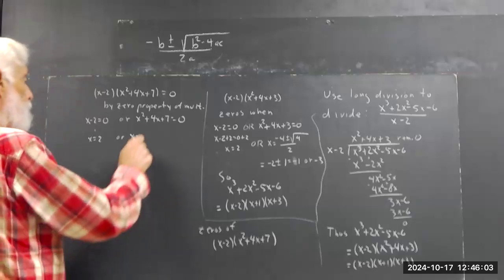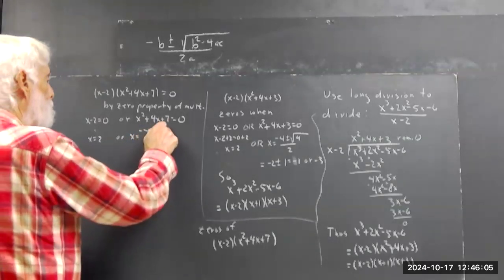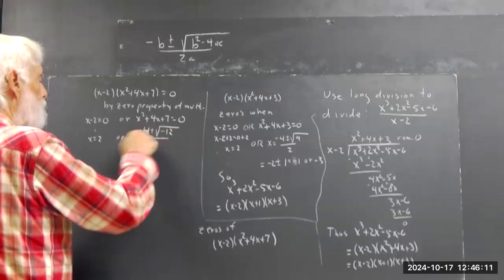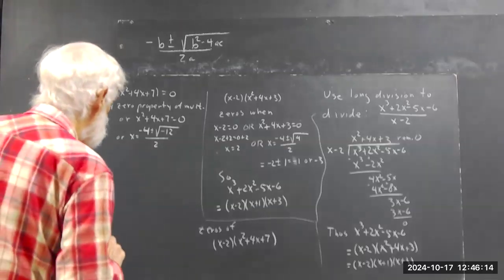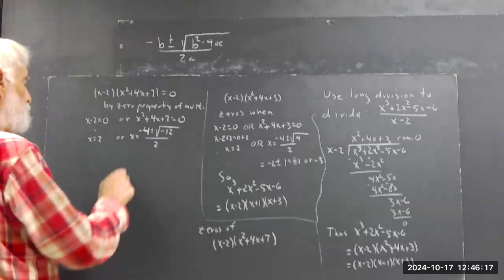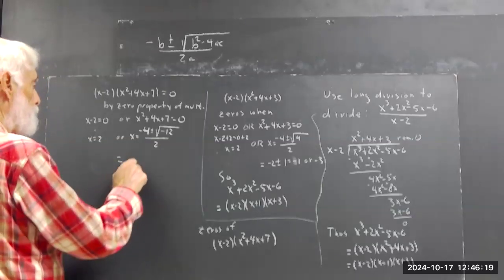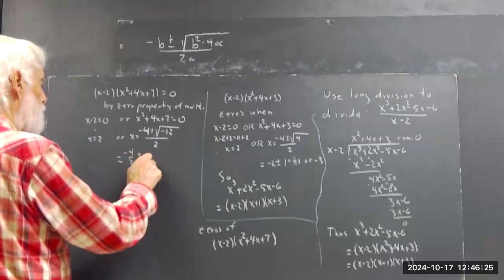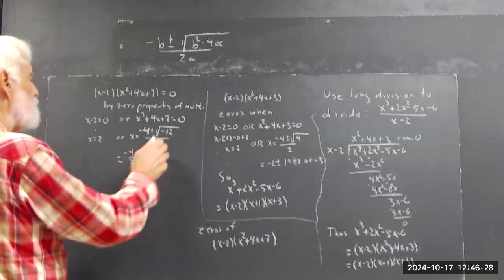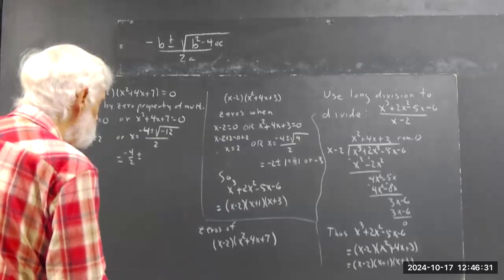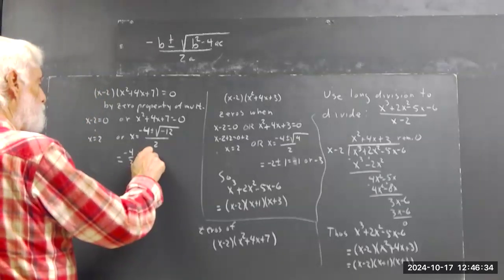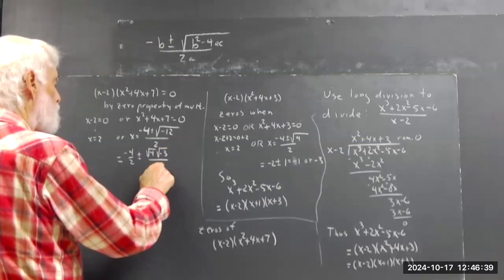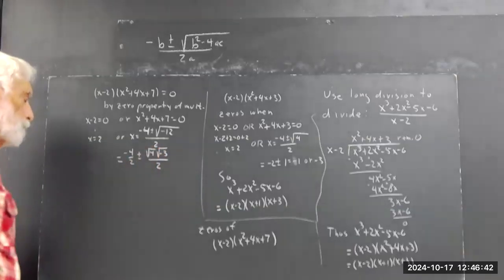Or x equals -4 plus or minus the square root of -12, I think, over 2. And that would be then -4 over 2 plus or minus, and the square root of -12 would be square root of 4 times the square root of -3 over 2.